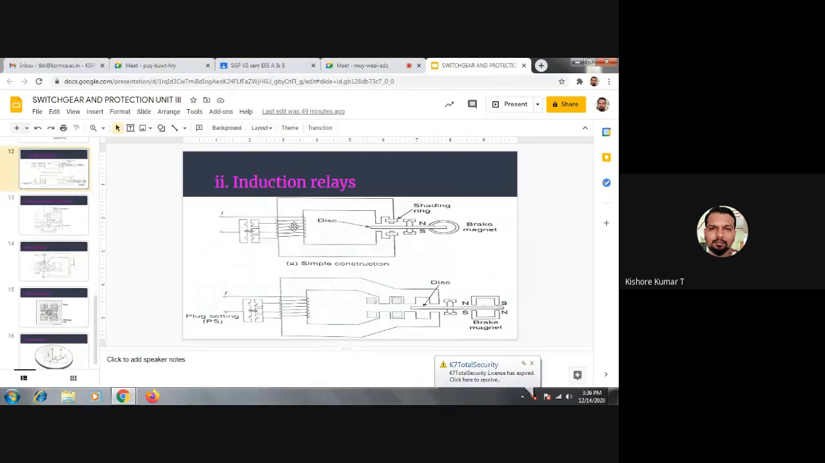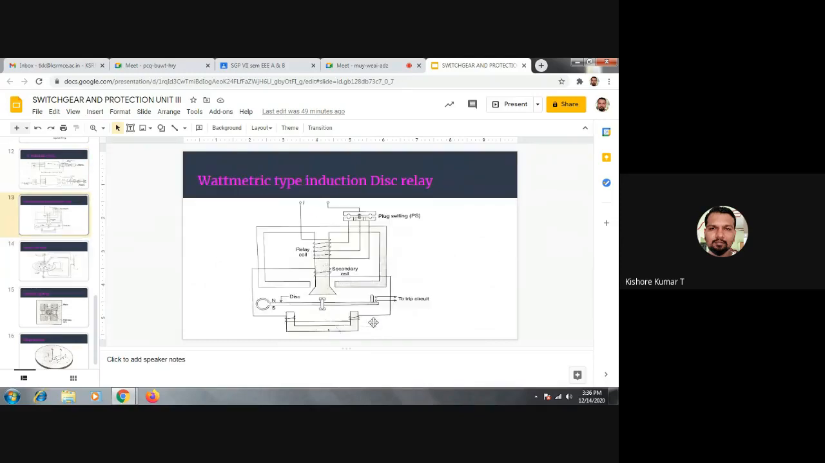Whenever the relay coil carries current, you may assume this has an electromagnetic pole. Since it is in C or U shape, whatever you consider, the upper portion will develop a magnetic field and the lower portion also will develop a magnetic field. The resultant of the two magnetic fields will set up a torque on the disk. So in order to provide a phase shift between the upper portion flux and lower portion flux, we will be considering these shaded rings. There is another construction for this, which is the wattmetric type induction disk relay.